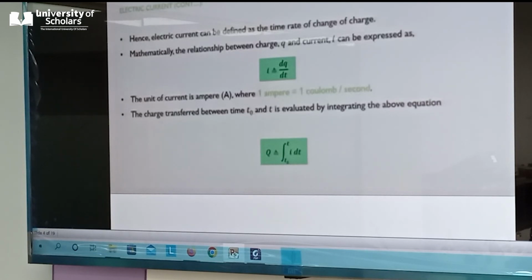So, if charge moves from one point to another point in a particular time, then charge divided by that time will give you the current. So the rate of change of charge is your current, the flow of current. Do you understand? So it is defined as the amount of charge flowing across a particular surface in unit time.